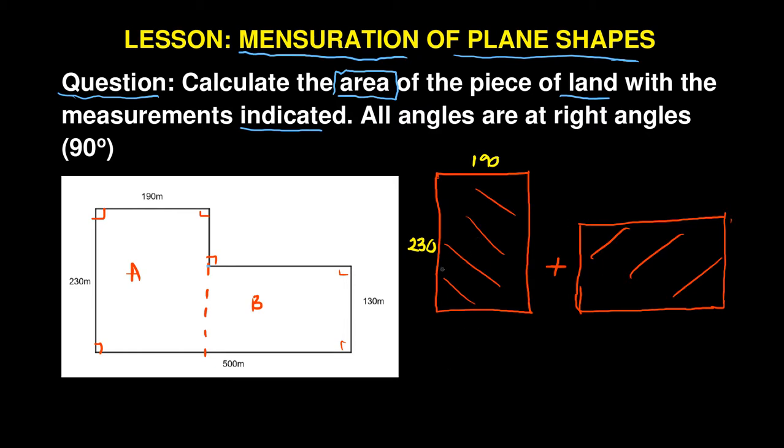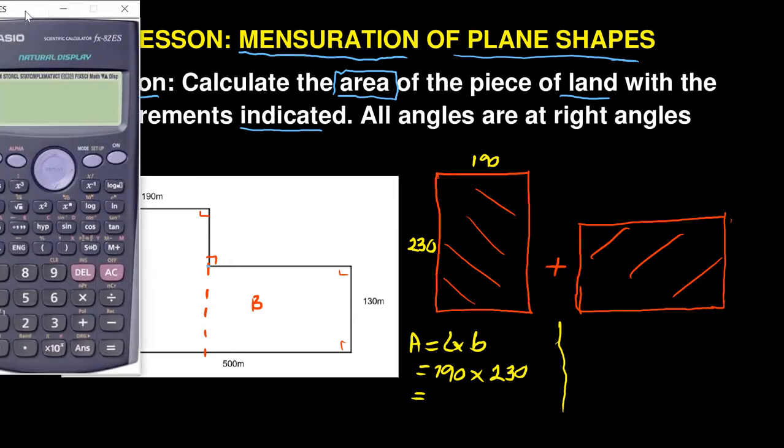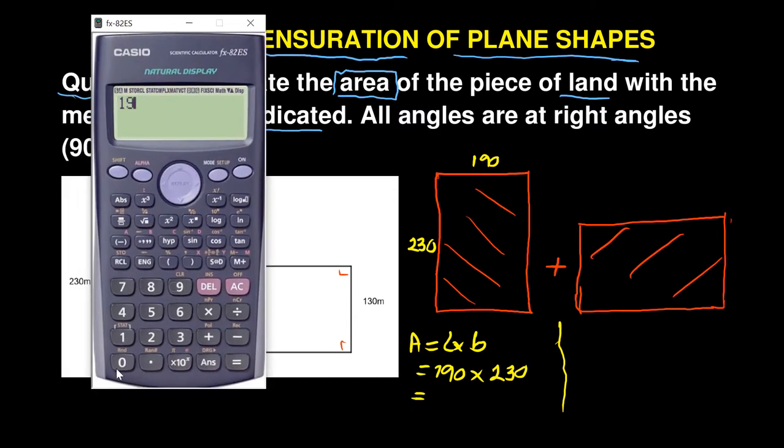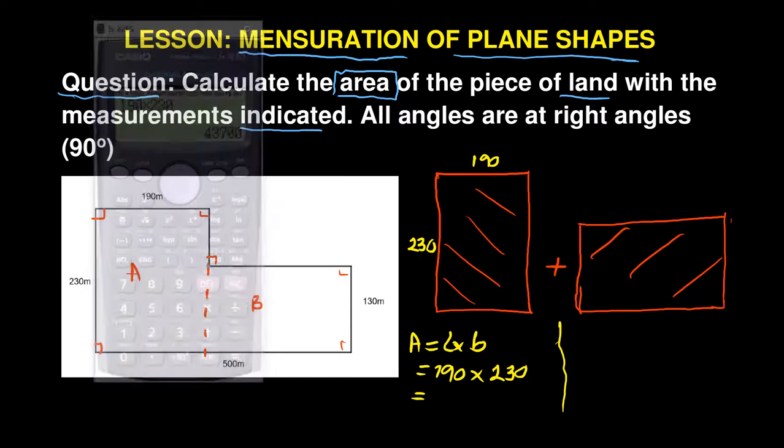Now this is a rectangle, so area is equal to length times breadth. If I divide like this, my length is 190 times 230 in this case. Using that, it will be 190 times 230. I get 43,700.